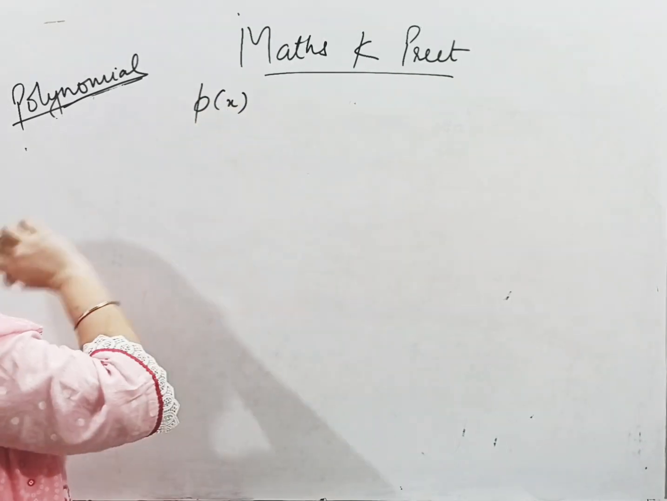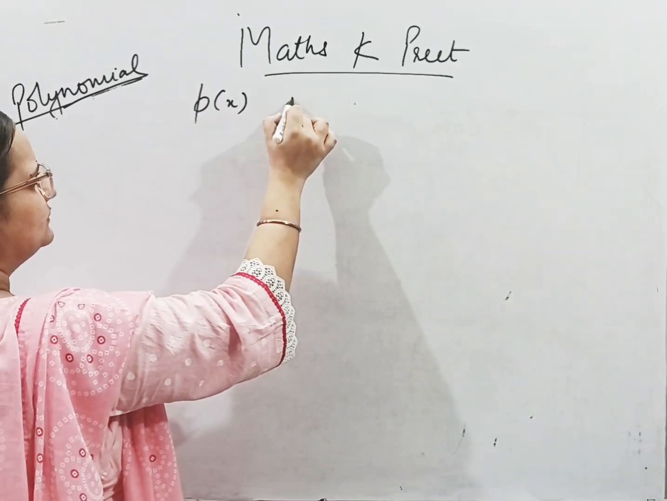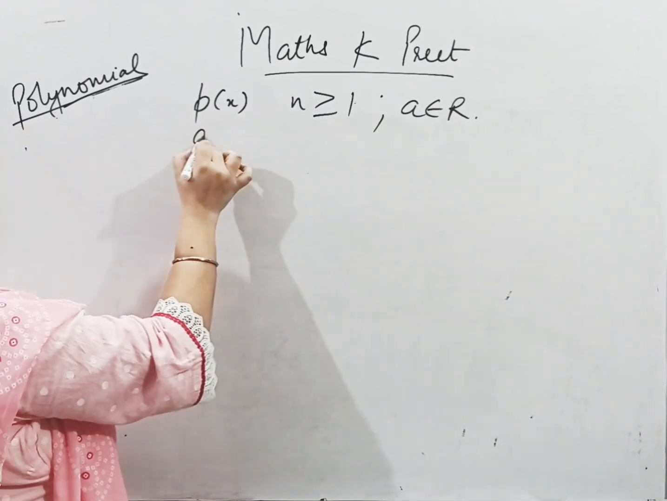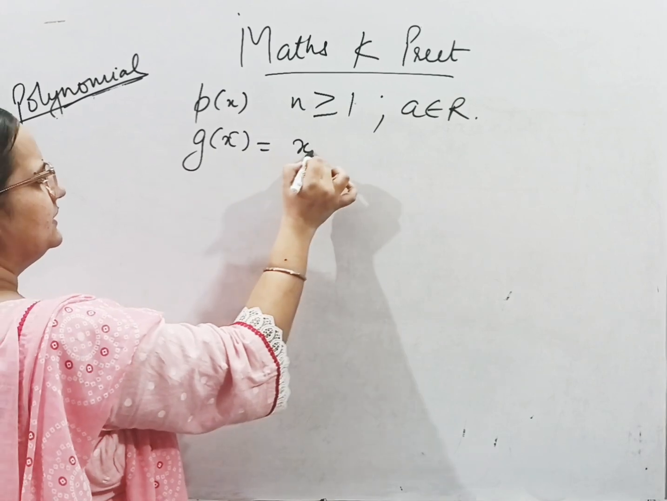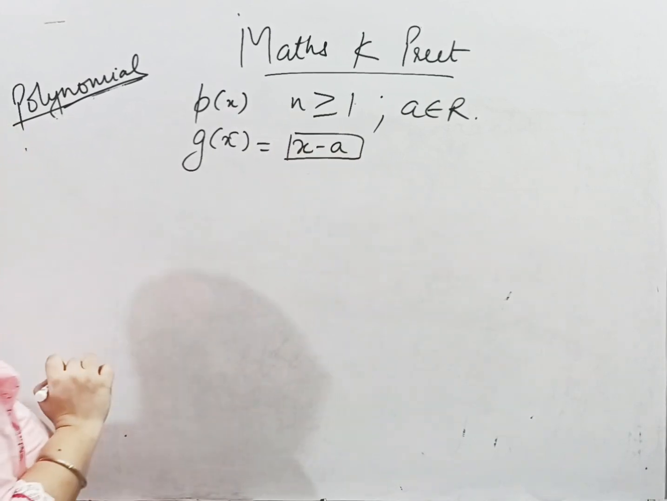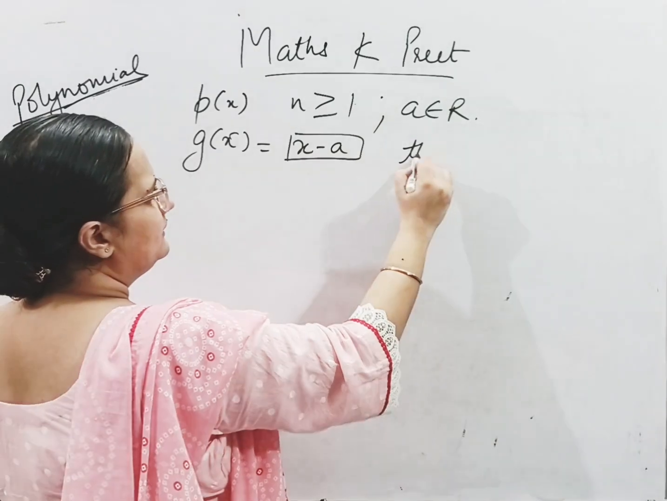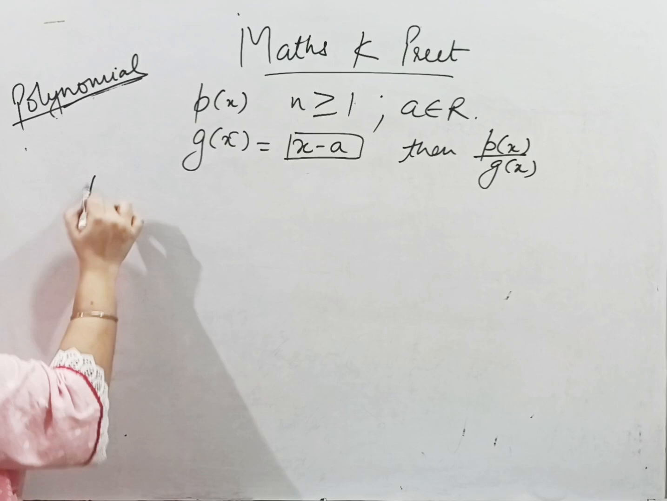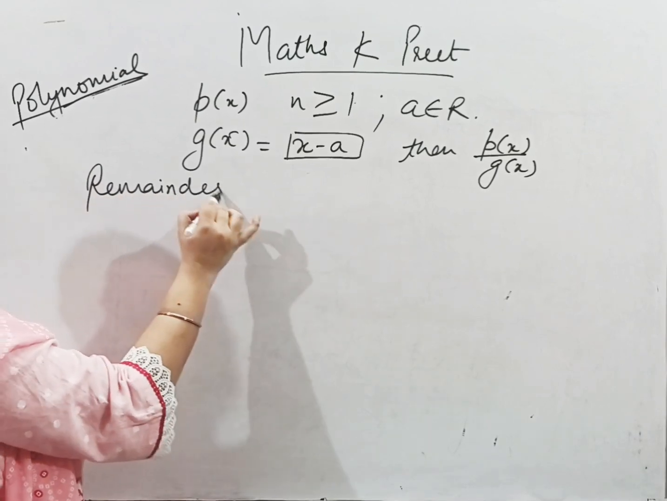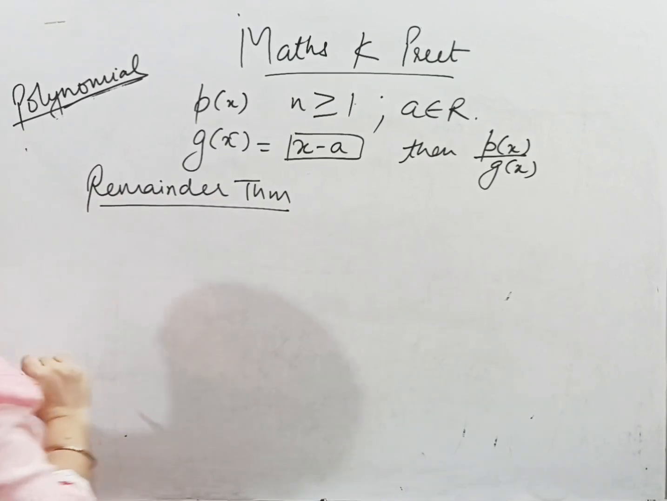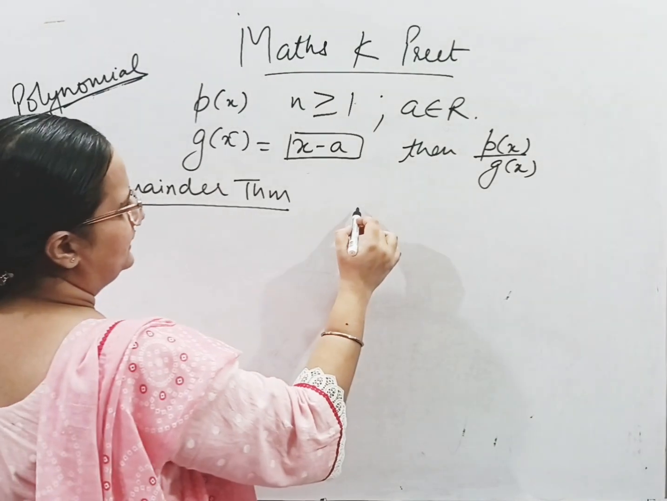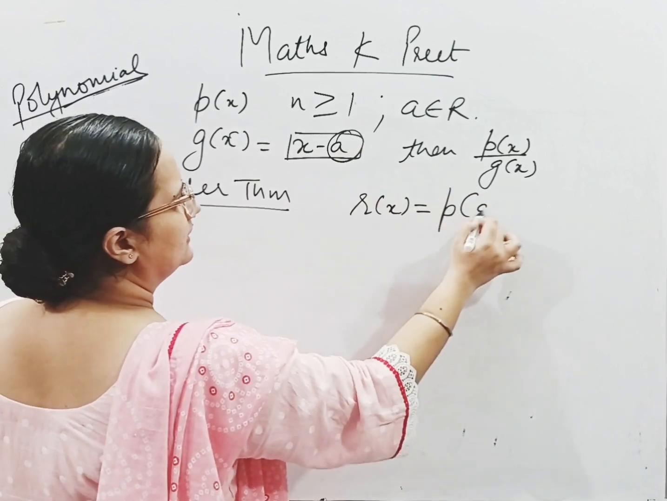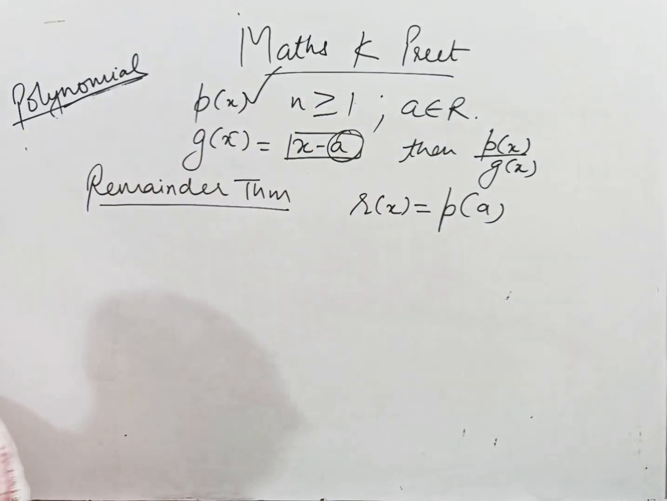So we have a polynomial p(x) with degree n greater than or equal to 1, and a from the real numbers, such that g(x) is a linear polynomial in the form x minus a. The form is important: x minus a. Then on dividing p(x) by g(x), the remainder theorem was just giving us the direct result for the remainder. We can find the remainder r(x) by putting this value of a in the given polynomial. So this was the remainder theorem.